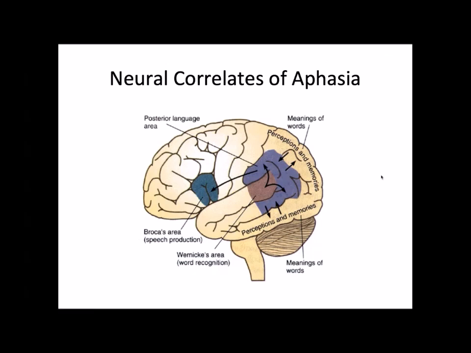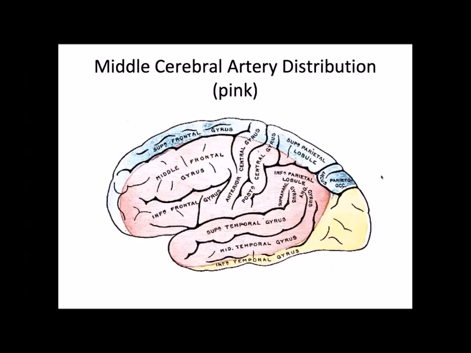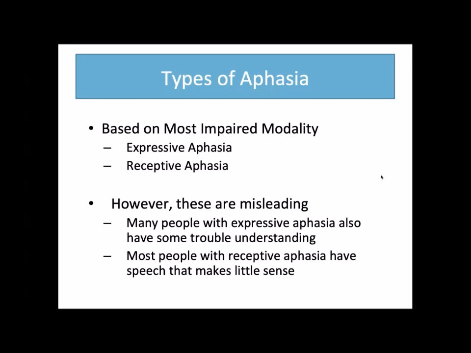But the more we learn about the brain, we know that this isn't exactly right. A stroke anywhere in this pink area could cause aphasia. This is the distribution of the middle cerebral artery. So now we talk more about types of aphasia, pardon me, that some people were using terms based on the most impaired modality. So you would hear somebody have expressive aphasia or receptive aphasia.